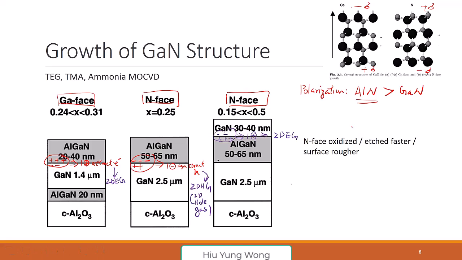I'm not going to ask you. I have the negative charge here, positive charge here because it's N phase. So this one is going to attract 2DHG. So this is very interesting. We can grow multiple layers of 2DHG or 2DEG. They are very high concentration electron and hole gases. Okay. Any question about this?